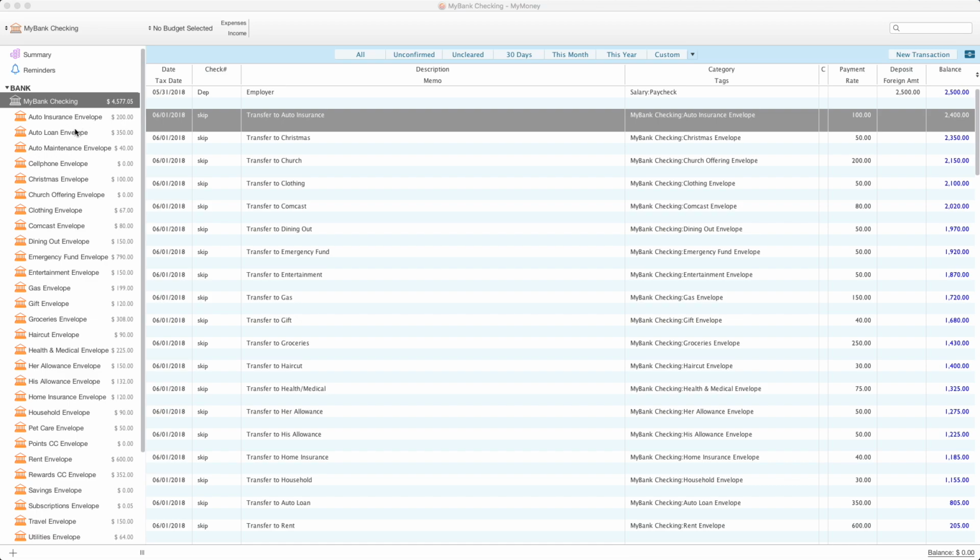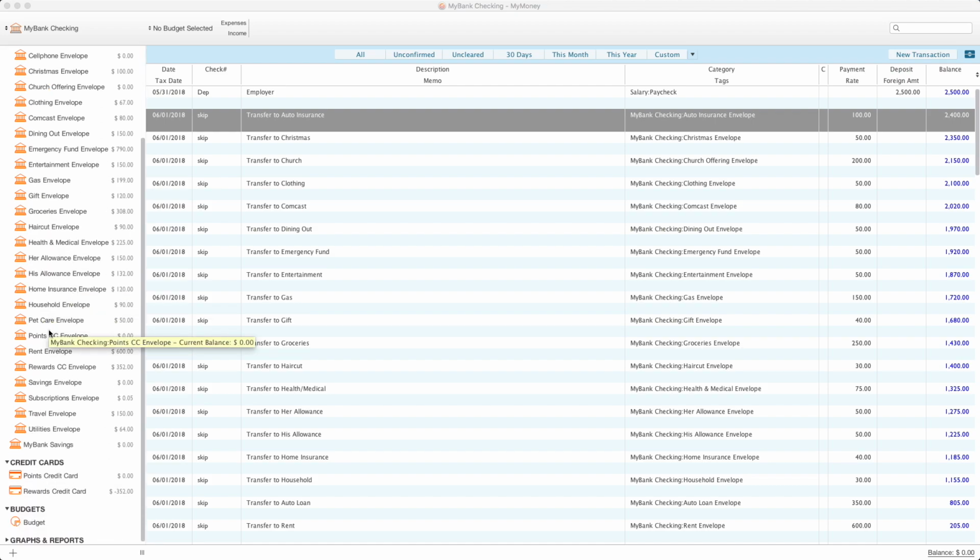You can see we have auto insurance, auto loan, auto maintenance, and going down the line here through all the different types of expenses that you might have throughout the month. Household, pet care, points credit card, rewards credit card, and we'll get into that once we start talking specifically about credit cards. And then we have subscriptions, utilities, and a savings account, which is a separate, that's not a subordinate account, although you'll see up here there is a savings envelope, and we'll kind of talk about the difference between those.